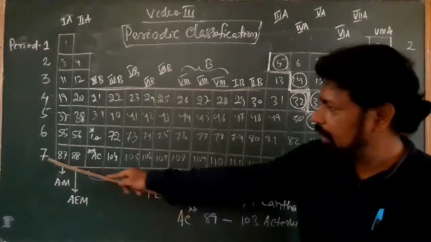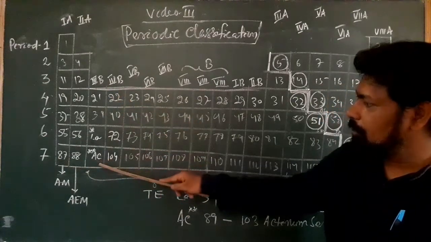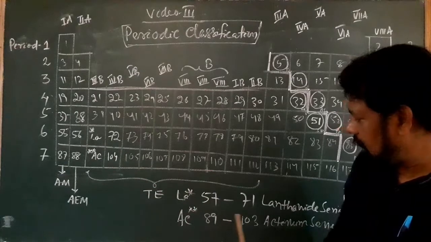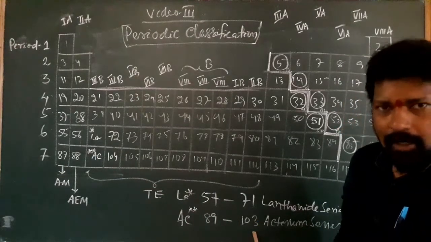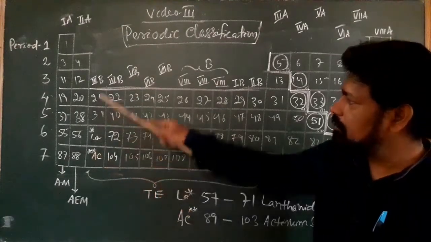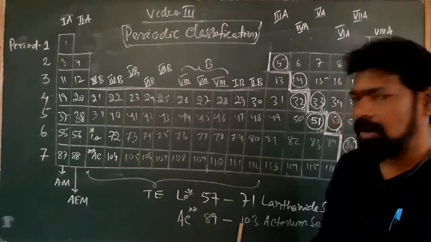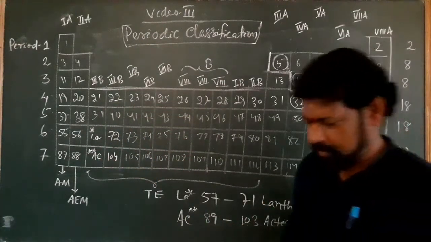And similarly in period 7 and group 3B we have another series, actinium. They also start from atomic number 89 to 103. All the elements have similar properties of the 3B group. Since the space is insufficient, they are written outside, and that is called the actinide series.